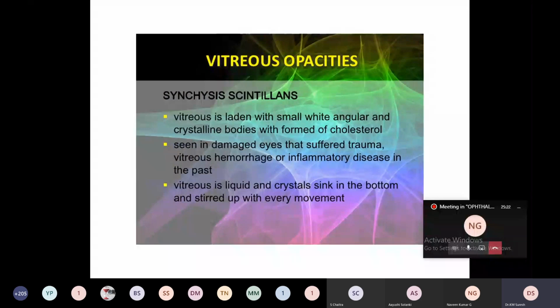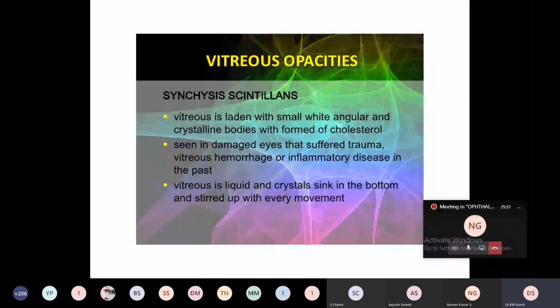Next, in contrast, you have another condition by name synchisis scintillans, wherein the shining particles which you see keep moving with vigorous movement of the eyeball. Even if there is small movement of the eyeball, there can be a shower of these opacities being seen. And the vitreous is laden with small, white, angular and crystalline bodies which are formed of cholesterol, seen in damaged eyes that suffered trauma, vitreous hemorrhage or inflammatory disease in the past.